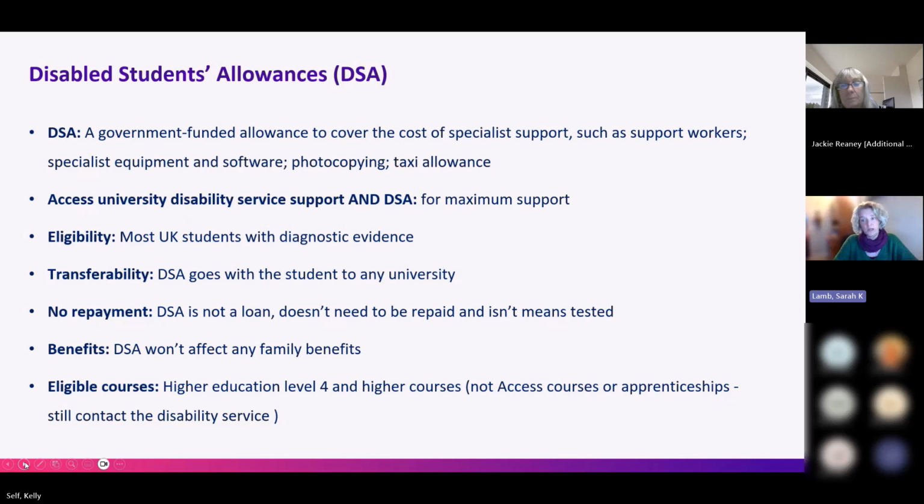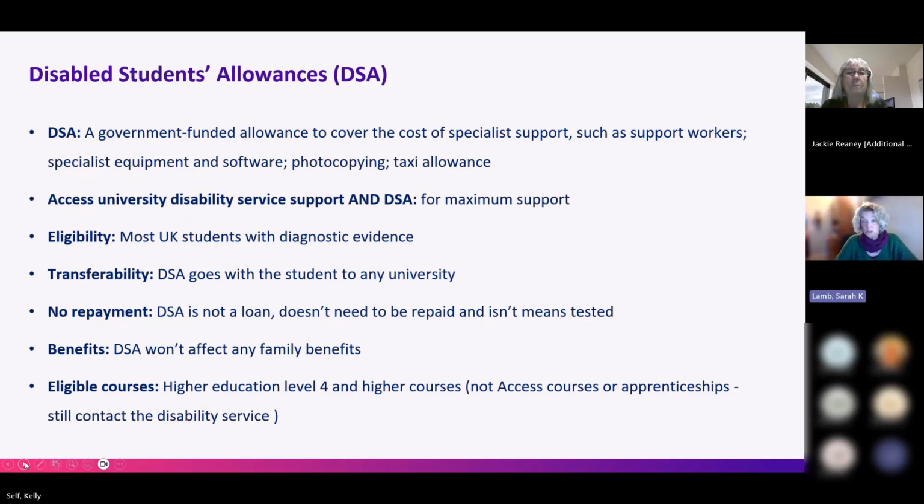So it's still worth putting it in place, even if you don't know which institution you're going to or which course you're doing. Disabled Students Allowance is not a loan. It doesn't need repaying, and it's not means tested, but it's also not a pot of money. Students will have a needs assessment to work out what support they need, and DSA won't affect any family benefits.